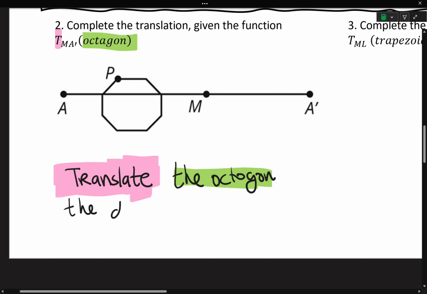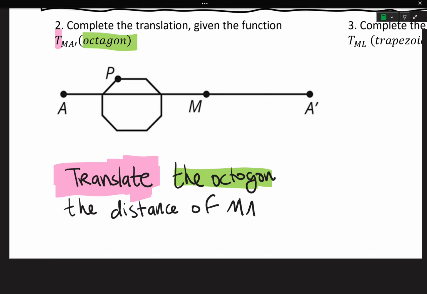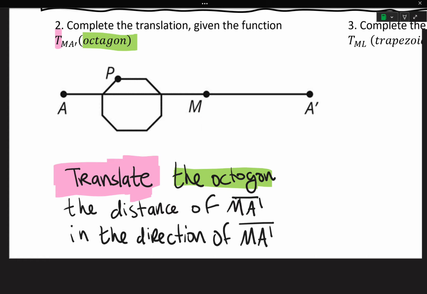The distance of MA prime in the direction of MA prime. Take a second to write that down. I guess you can pause me, so I'll just continue. All right. So I want to move the octagon the distance of MA prime in the direction of MA prime.